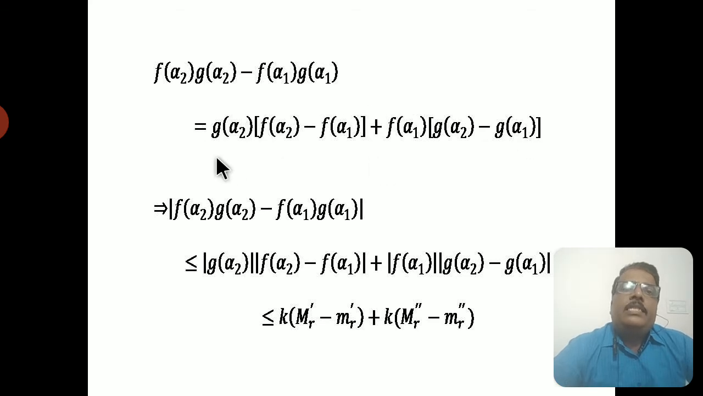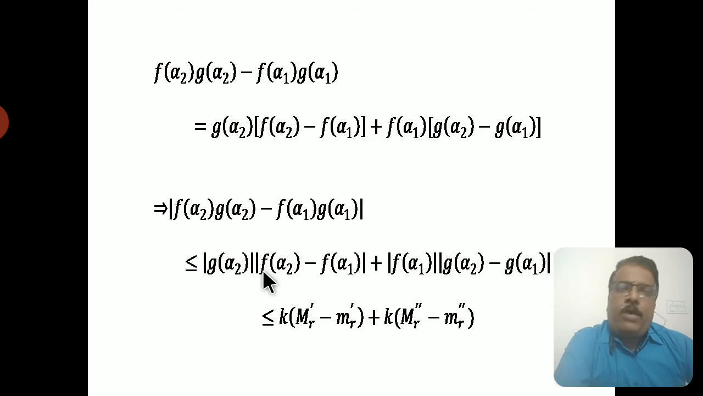So then in this grouping, we take g of alpha 2 common, and in the first term we get f of alpha 2 minus f of alpha 1. Then similarly, taking f of alpha 1 in the second term, we get g of alpha 2 minus g of alpha 1. Okay, so this means taking the absolute value for both the terms, right? So then the absolute value of f of alpha 2 into g of alpha 2 minus f of alpha 1 into g of alpha 1 is less than or equal to.